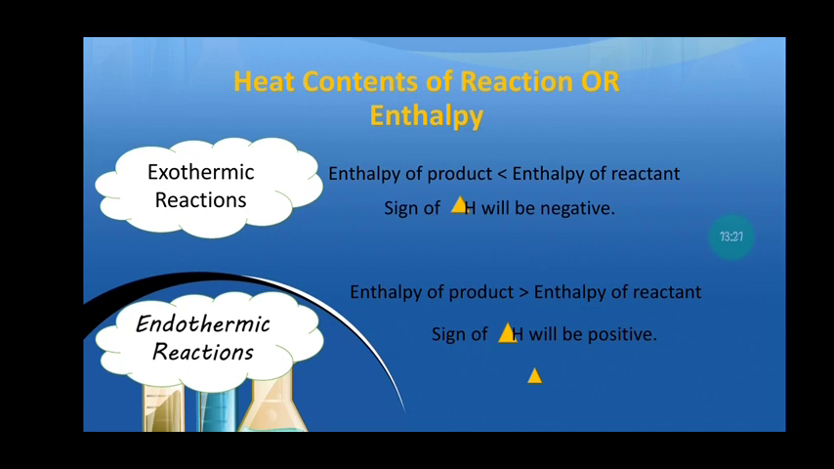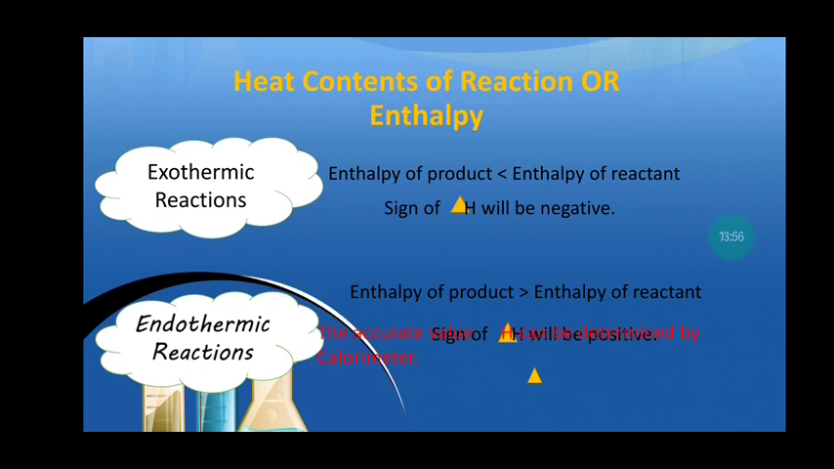As I told you earlier in the previous slides, in case of exothermic reactions, the sign of delta H will be negative and the enthalpy of product will be less than the enthalpy of reactants. But when we talk about endothermic reactions, then the sign of delta H will be positive and the enthalpy of products will be greater than the enthalpy of reactants, because in these types of reactions heat energy is being absorbed, while in exothermic reactions heat energy is being released.